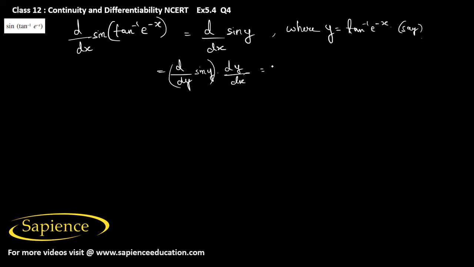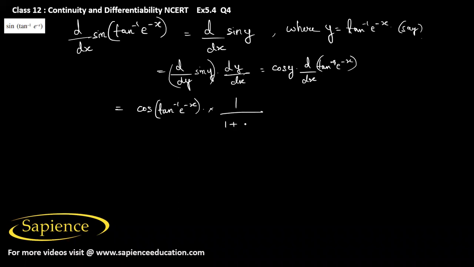So d by dy of sine y will be cos y into dy by dx, which means d by dx of tan inverse of e power minus x. So then this will be cos of tan inverse of e power minus x into d by dx of this. The derivative of tan inverse x is 1 by 1 plus x square. So this will be 1 by 1 plus e power minus x whole square into d by dx of e power minus x.